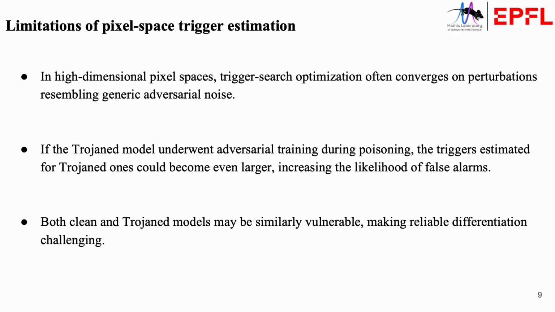High-dimensional pixel search often collapses to a generic adversarial noise, and adversarially trained or robustified models can inflate estimated triggers, causing false alarms and blurring the line between clean and Trojan models. Motivated by these limitations, we propose optimizing in the latent space of a pre-trained diffusion model rather than in pixel space. To begin, let me first review how guided diffusion models work.